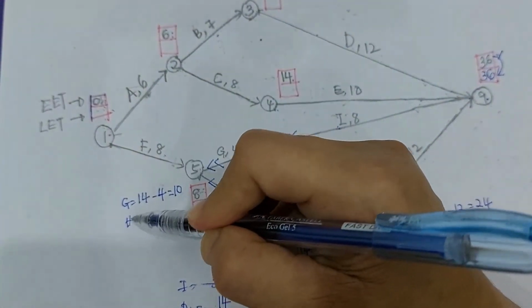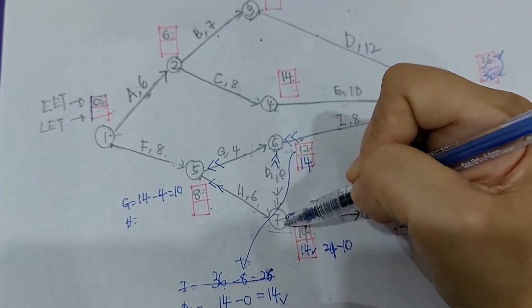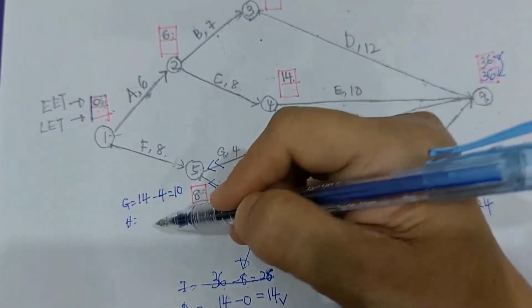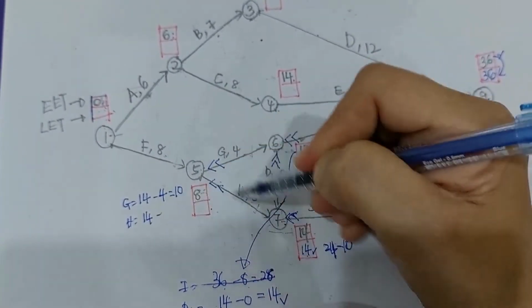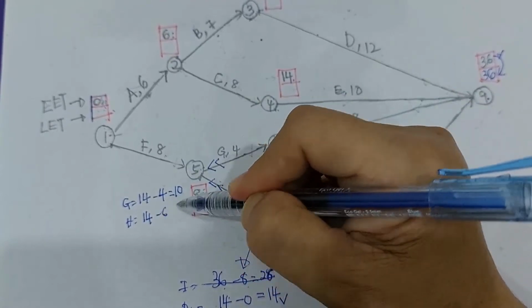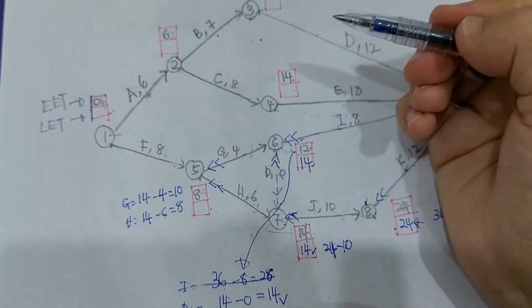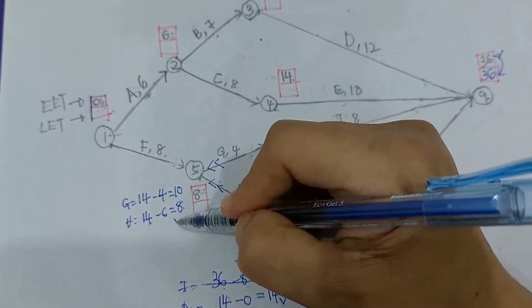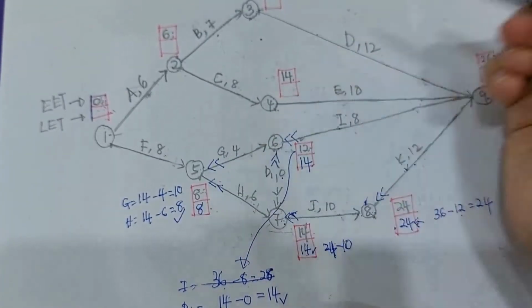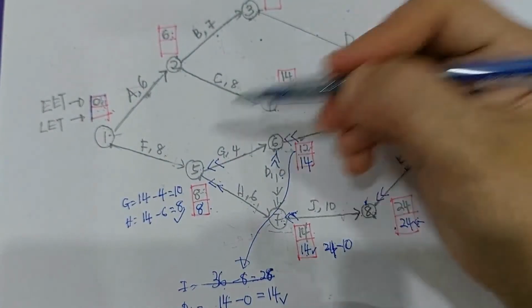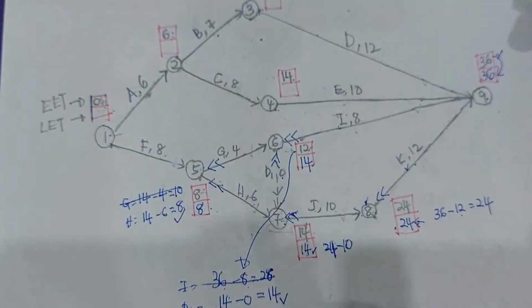For activity H, H comes from event number 7. The previous EET, it was 14 as well. Minus the duration for H is 6. So the answer is 8. So between these two, we take the lowest, so 8 is over here. And 10 is omitted.